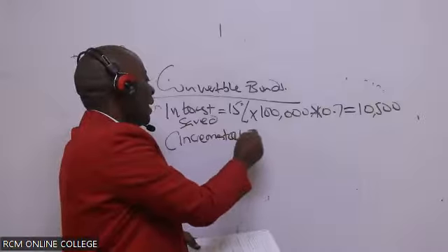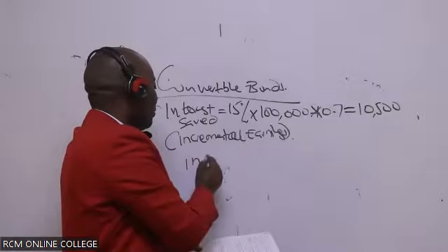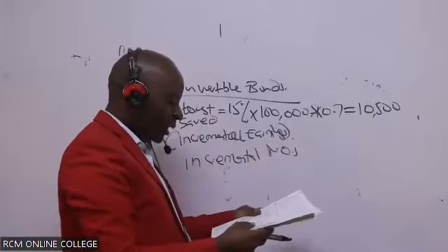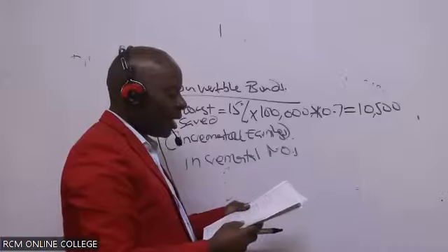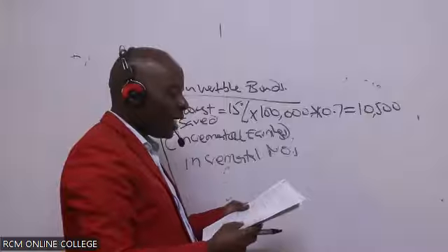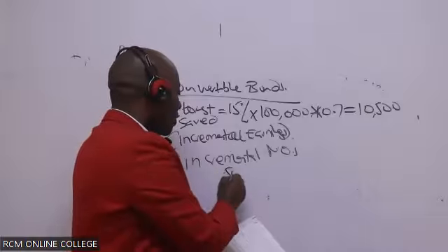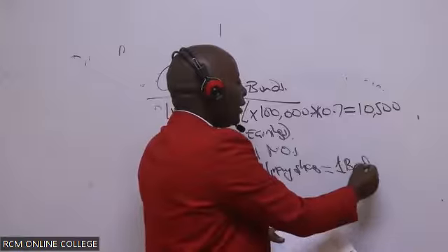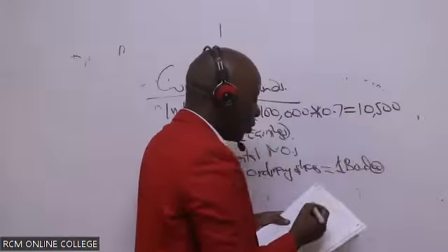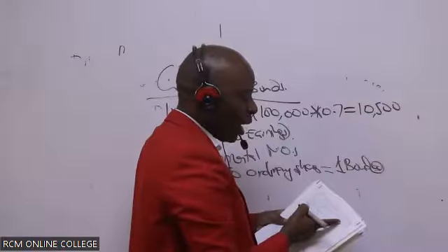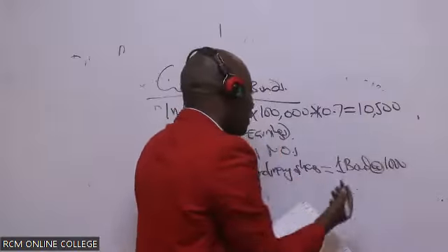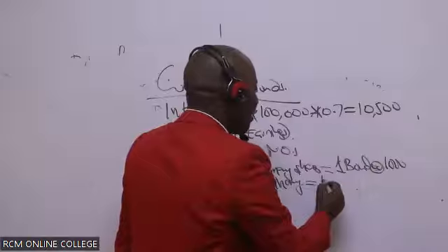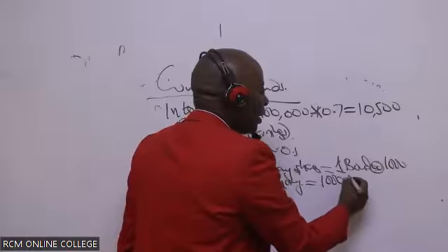This is my incremental earnings. How about the incremental number of ordinary shares? That is your normal, because each bond is convertible into 50 ordinary shares. So 50 ordinary shares equals 1 bond. And remember that 1 bond has got what par value? They have told us the par value is 1,000. So basically, we are saying that 50 ordinary shares will be equal to 1,000 shillings.